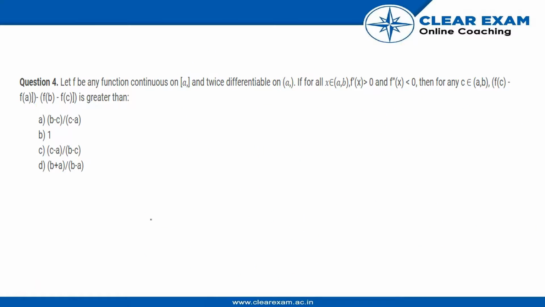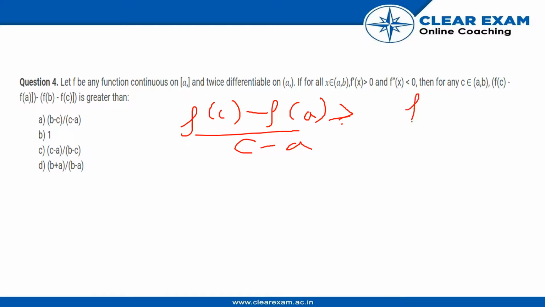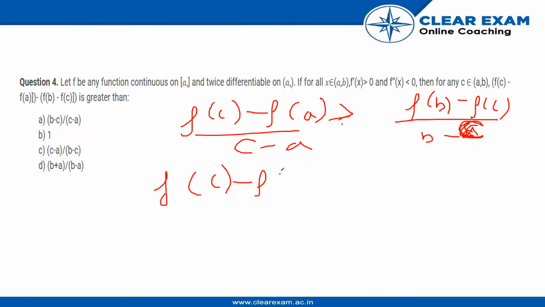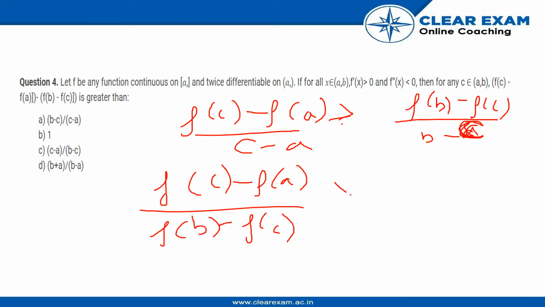So now we just have to find (f(c) minus f(a)) upon (c minus a), which is greater than (f(b) minus f(c)) upon (b minus c), not a. So from here we will see that f(c) minus f(a) on, changing these places, we will get this equation, b minus c. So from here we can conclude that f(x) is increasing.